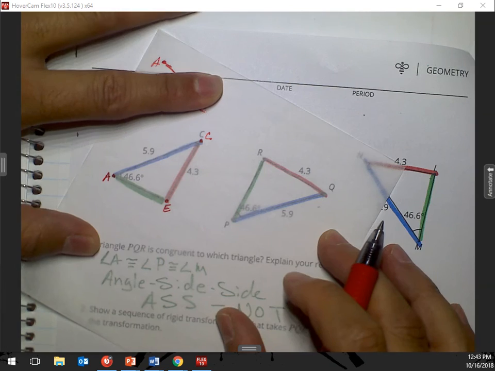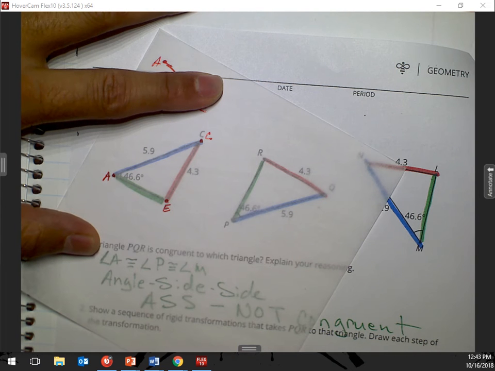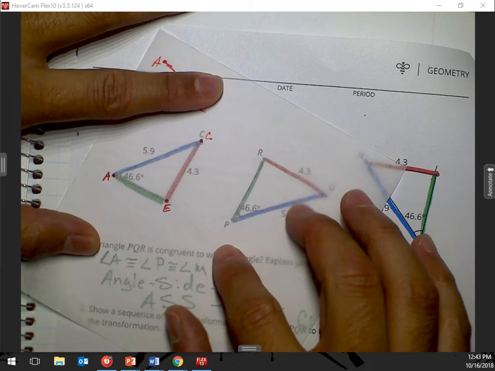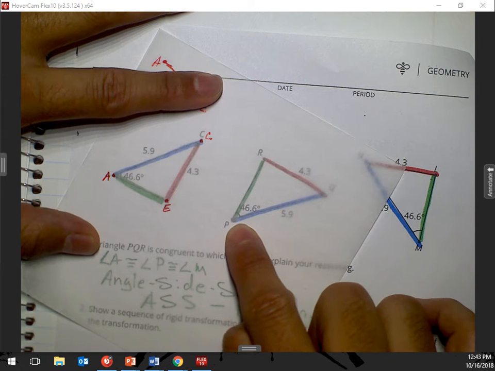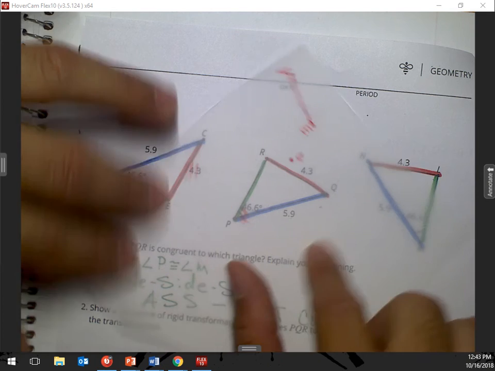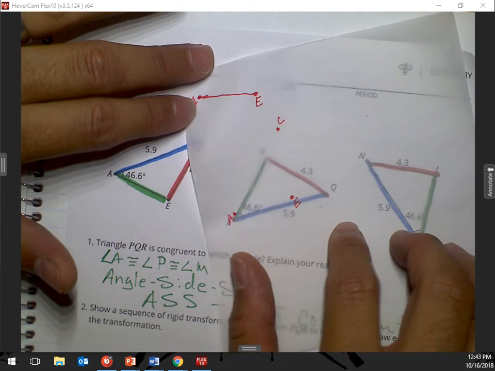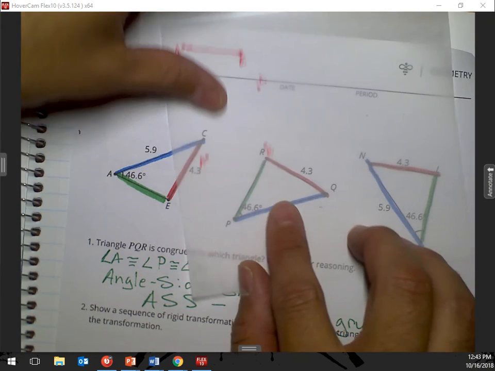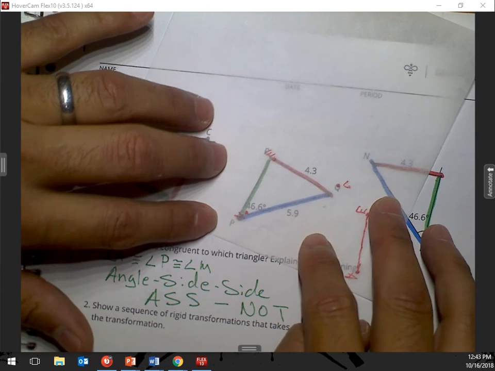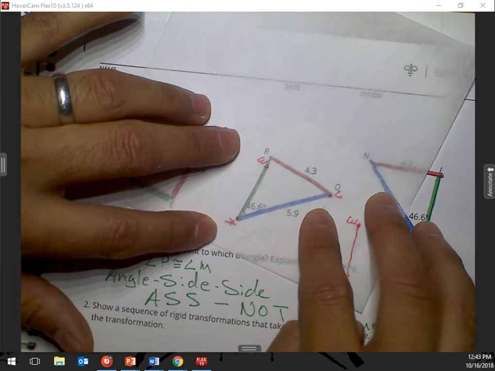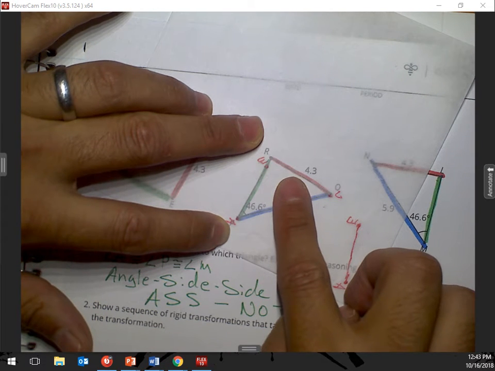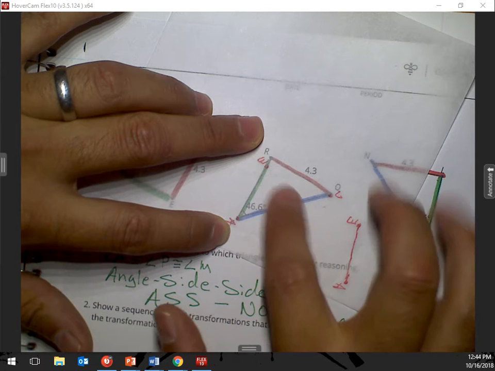Alright, so watch. I want you guys to see this now. You guys don't have to do this. I just want to show you to prove it. We have AEC. So A is supposed to end up on P here, isn't it? A goes on P, and it looks like it should be flipped over. Let's try it. So A, E, C. Do those line up? No. E's not in the right spot, is it? No, it's not.